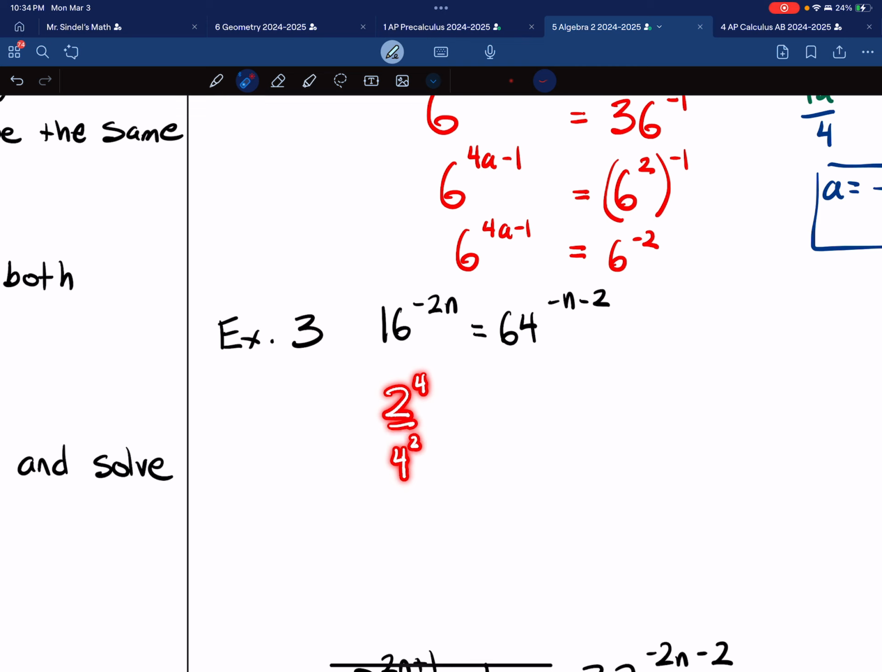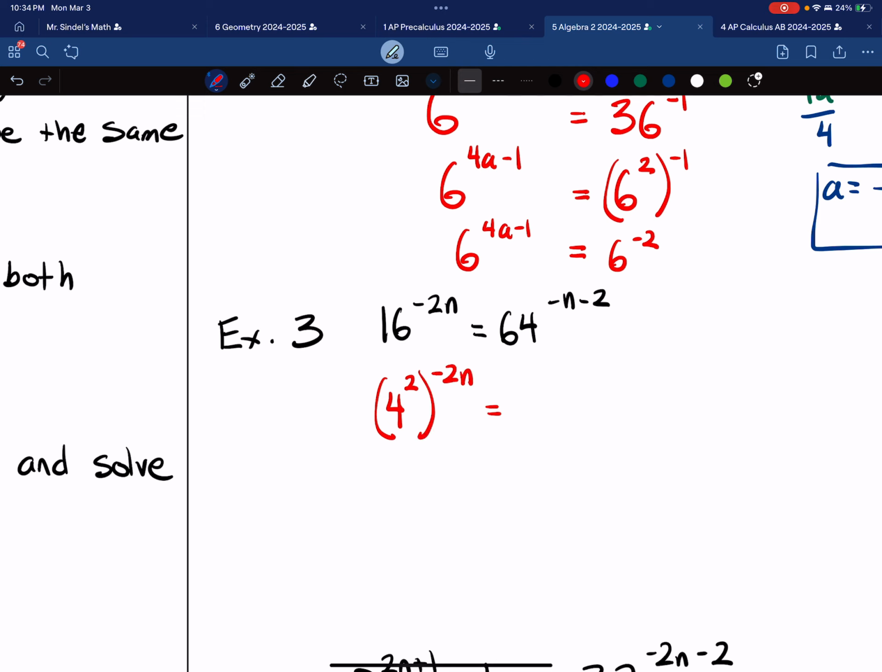And I noticed that 2 works for 64 and 4 also works for 64 because I happen to know that 4 to the power of 3 is equal to 64 on the dot. So you could have chosen a base of 2, but I think 4 is the fastest way to solve this problem. Let me show you what I mean. I know that if I choose a base of 4, I can turn the 4 into a 16 by taking it to the power of 2. This entire 16 is still to the power of negative 2n.